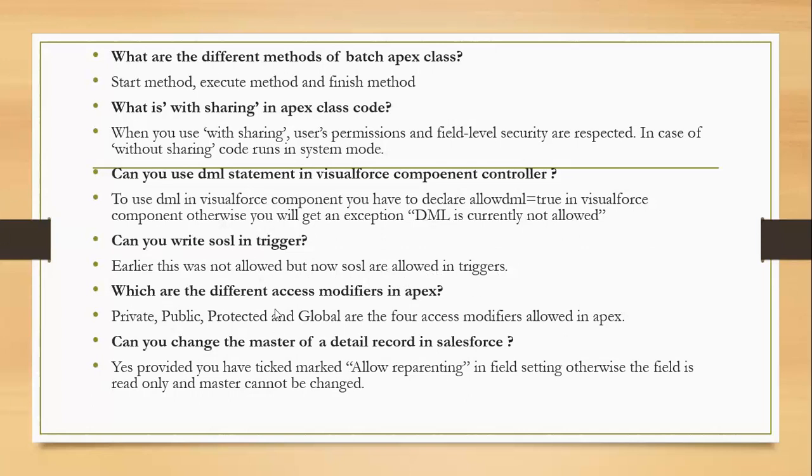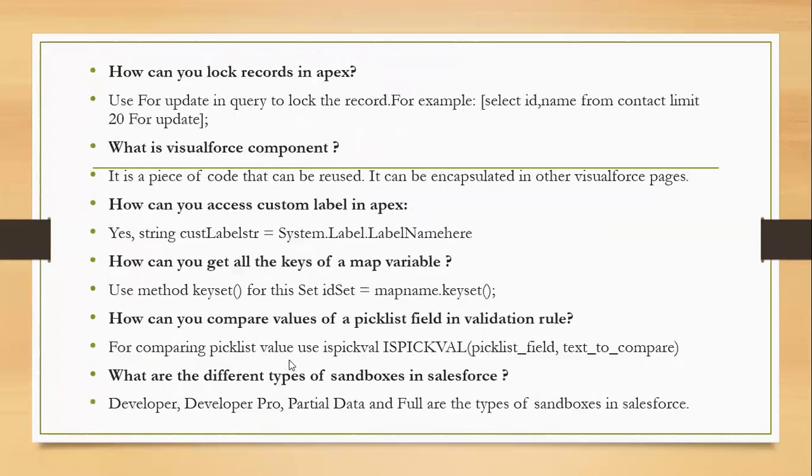Next question: what are the different access modifiers in Apex? Private, public, protected, and global are the four access modifiers allowed in Apex. Next question: can you change the master of the detail records in Salesforce? You have to tick the checkbox that allows reparenting in the field setting, otherwise the fields are read only and the master cannot be changed. Next questions.